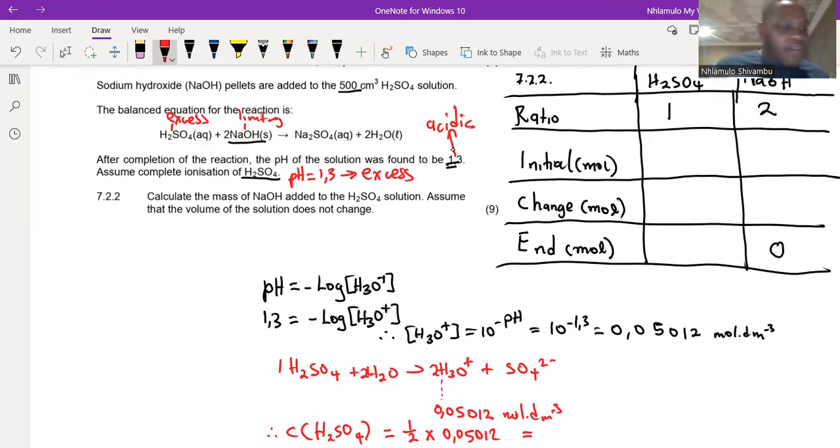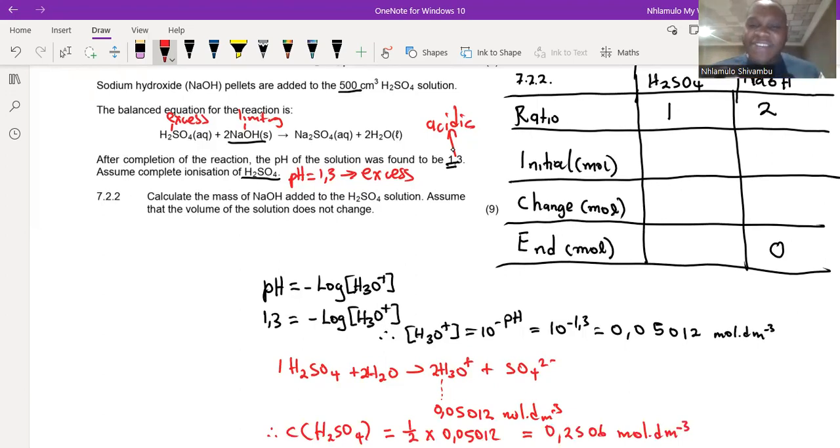And then this one will give us 450 divided by 2. This is going to give us 0,2506 mole per dm cubed. So this is the concentration of sulfuric acid.